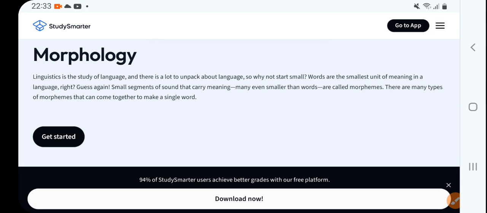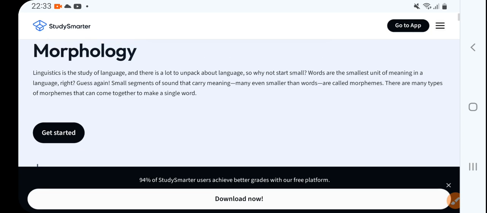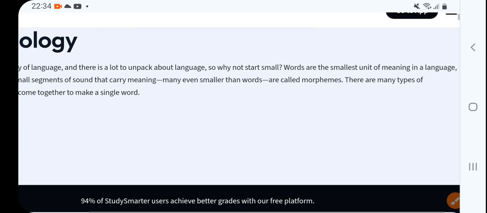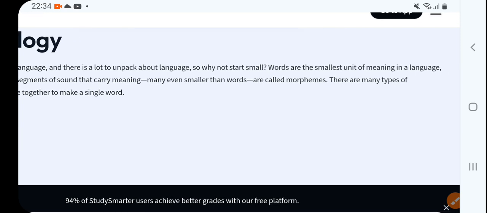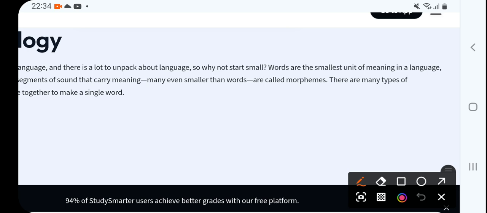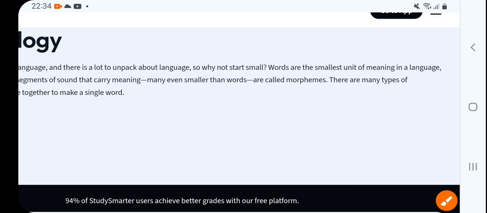Now morphology. So what is morphology? Let us discuss. Linguistics is the study of language. We know that it's a scientific study of language, and there is a lot to unpack about language. It's a very vast topic, a very big subject, in which we have to discuss a lot. So why not start small?